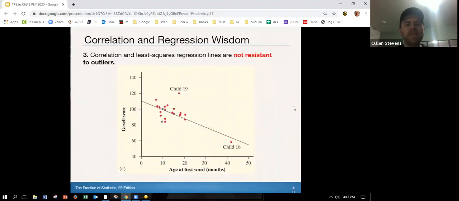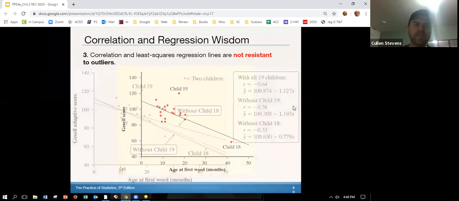Another thing that we have to be careful of is that correlation and least squares regression lines are not resistant to outliers. We saw that when we were looking at influential points, that your line is going to chase those outliers. And the further away that they are in the X direction, one point can really mess that up. So we have to be careful. Our regression lines are not resistant to that. So we have to be careful when we see those outliers and trying to guess what the model is there.